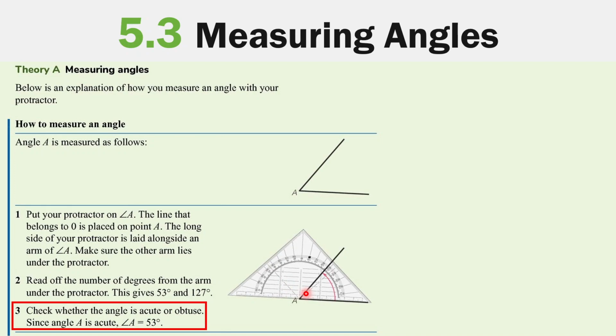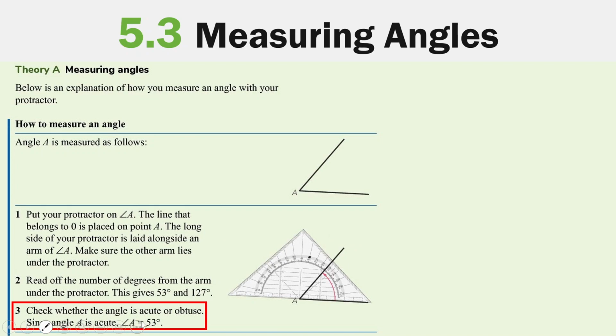So that's step 1. Then step 2 is reading off where this line intersects your protractor here, right? It's difficult maybe to see because I cannot zoom in that much, but if I read it off here, it gives me two values, 53 and 127 degrees. However, the angle cannot be two values at once, so we have to figure out which one is correct.